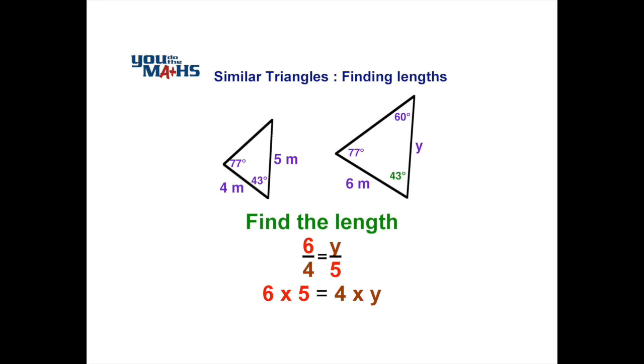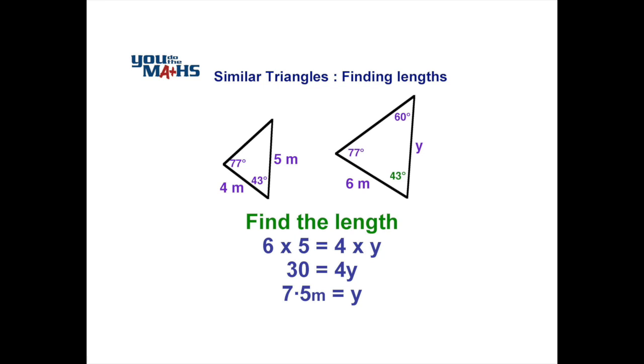We can see here that if we cross multiply the 6 and the 5, we can also do the same thing with the 4 and the y. So we get an equation which is 6 multiplied by 5 equals 4 multiplied by y, or algebraically simplifying, 4 multiplied by y is 4y, and 6 multiplied by 5 is 30. We now solve that as we normally would do with an equation by dividing both sides by 4, and we get a y value equal to 7.5, in this case meters.